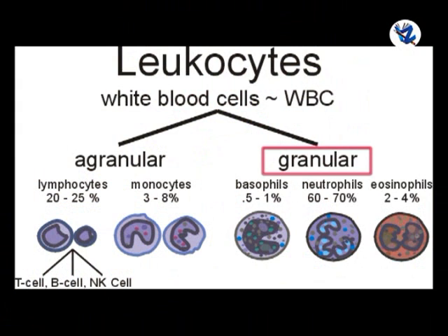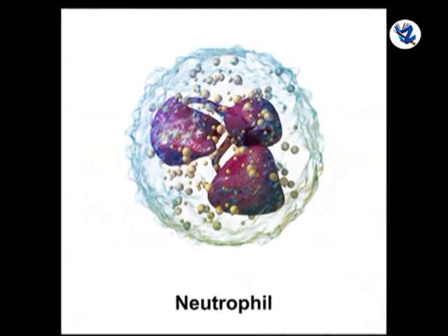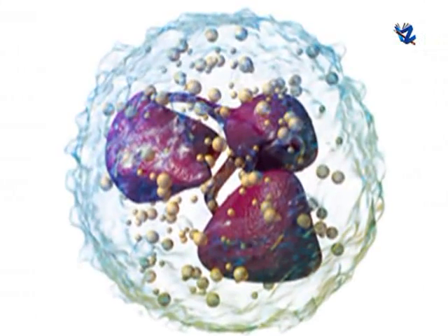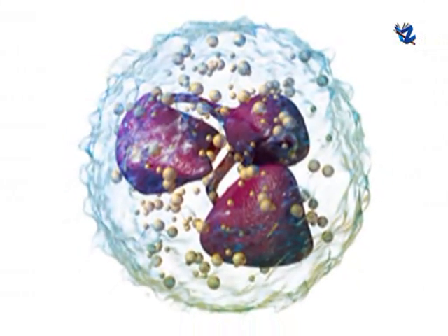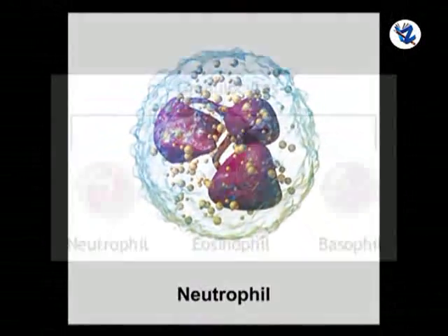1. Granulocytes. These show granular cytoplasm and lobed nucleus. These are further subclassified as 1. Neutrophils. These constitute about 70% of total WBCs. The nucleus is 3 to 5 lobed. These are phagocytic in function and engulf microorganisms.